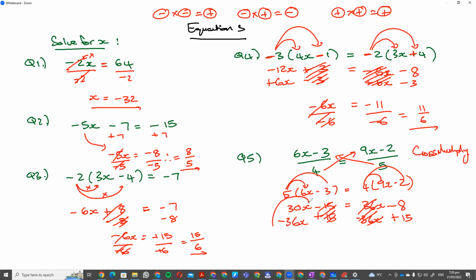30 minus 36 is negative 6x, and negative 8 plus 15 is equal to 7. We then divide by negative 6 on both sides, and so therefore x equals negative 7 over 6. All right, writing our answers as fractions from here.